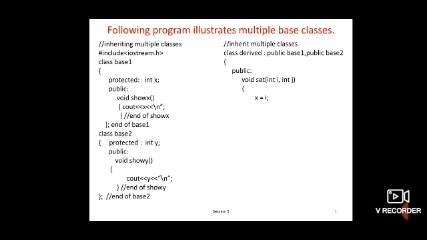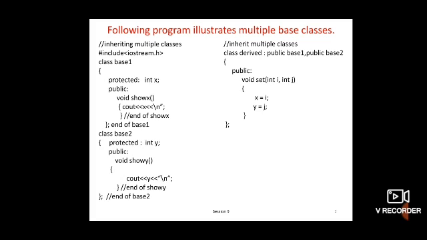The value of i is stored in x. Where is x declared? x is declared in base1, which is used by show x. And y is equal to j, so the value of j is stored in y, which is declared in base2, used by show y. Now end this set function and end the derived class.